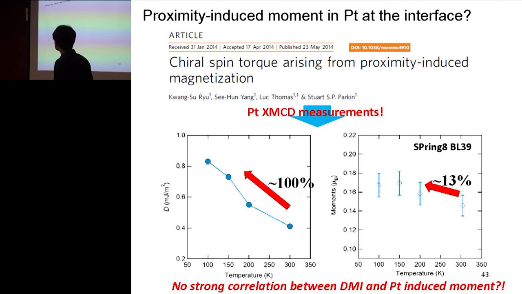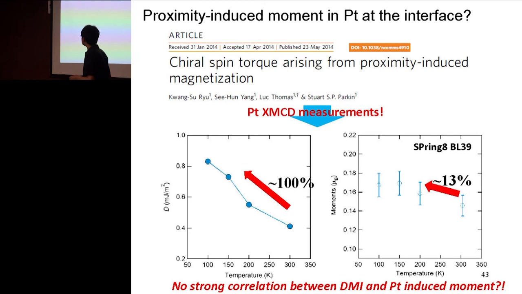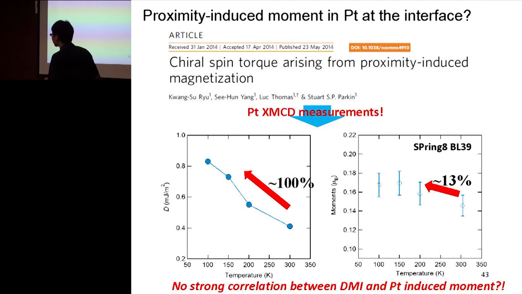It means the chiral spintronics is proportional to DMI. This paper says Dzyaloshinskii-Moriya interaction is proportional to induced magnetic moment. In this case, they use cobalt platinum. It means the induced magnetic moment in platinum determines the size of DMI. And we did the platinum XMCD measurement, by which we can determine the induced magnetic moment just in platinum. And this is the result.